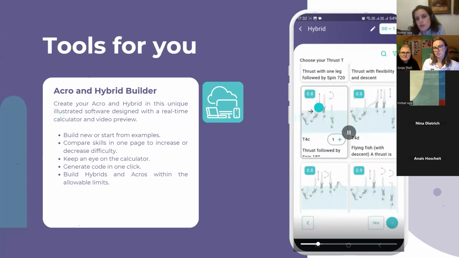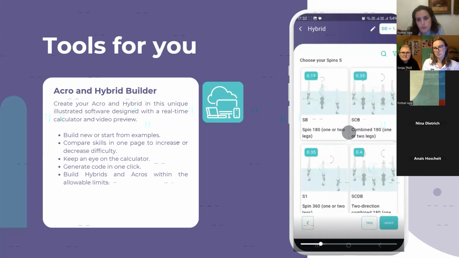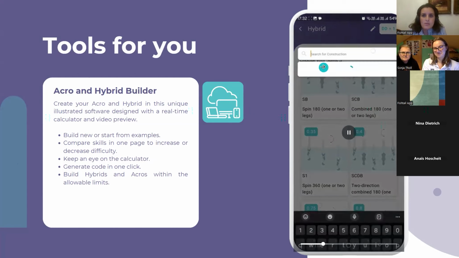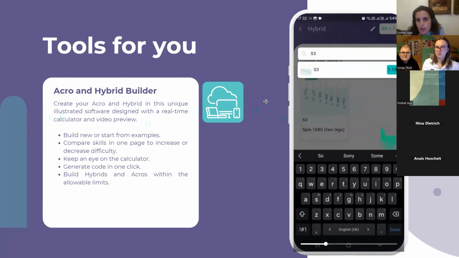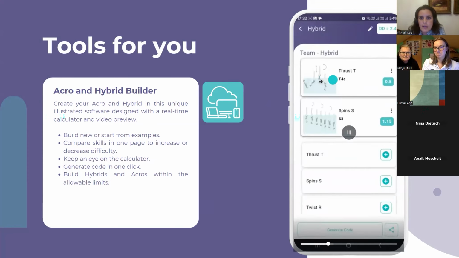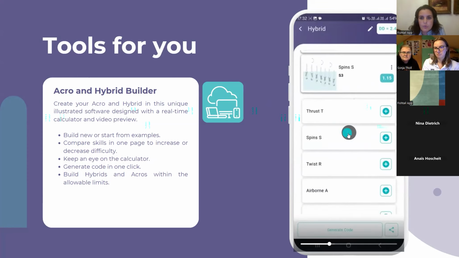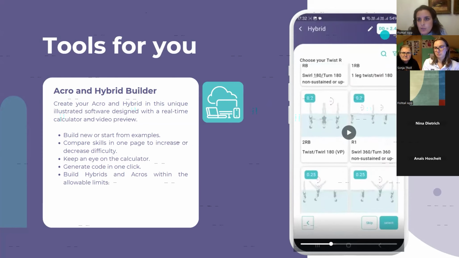And because you can add more than one, it gave you this plus sign. So obviously you're not going to have two thrusts, but maybe with the spins you can do it. So here I know that I'm looking for S1, for example, or S4. I don't remember, S3. So I clicked here on S3 and I got the element, the skill right away. So if you know what you're looking for, you can just type it in.